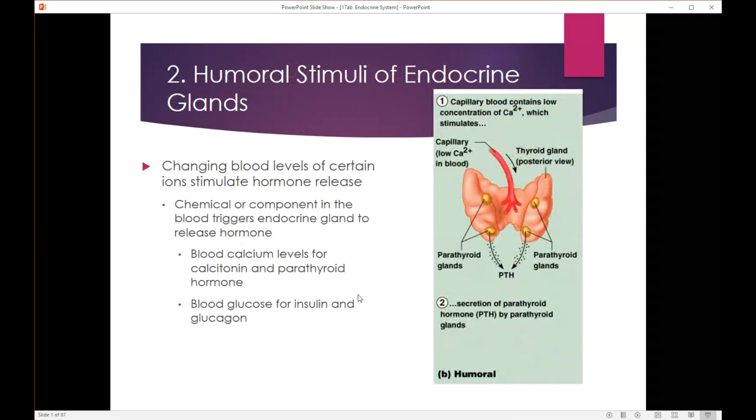Humoral is stimulation when we have a concentration, like a blood concentration. So blood calcium levels, blood glucose levels. Those are going to activate the parathyroid glands to release PTH, or parathyroid hormone. We might see the release of calcitonin here, or glucose causing the release of insulin and glucagon.